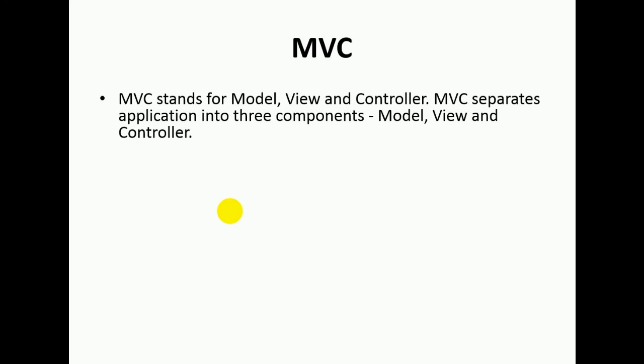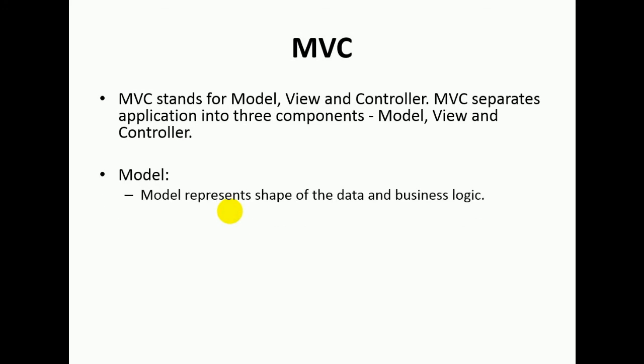Model represents shape of the data and business logic. It maintains the data of the application. Model objects retrieve and store model state in a database. View is a user interface. View displays data using model to the user and also enables them to modify the data.